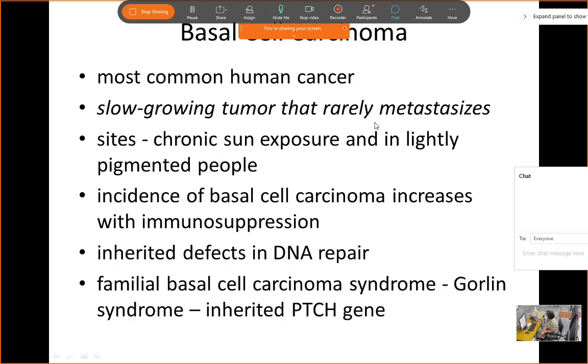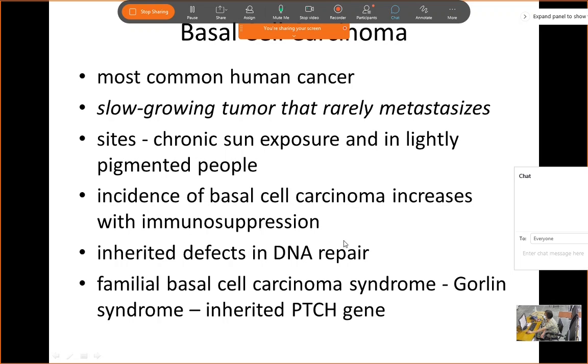However, a basal cell carcinoma can remain local; it won't metastasize so early. Okay, so we call it a locally aggressive carcinoma. That is very, very important for you to understand, the difference between squamous and basal cell carcinoma. So basal cell carcinomas are locally aggressive, they are slow growing, they rarely metastasize, and usually they're in sun-exposed areas in lightly pigmented people.